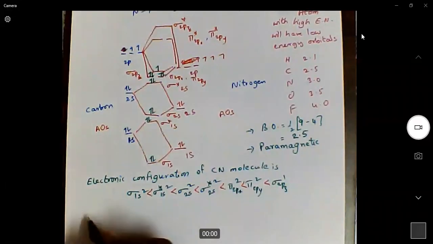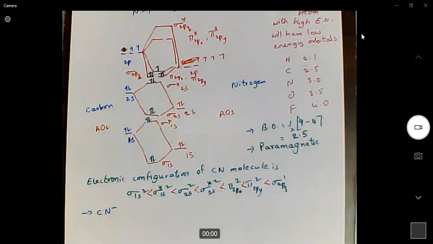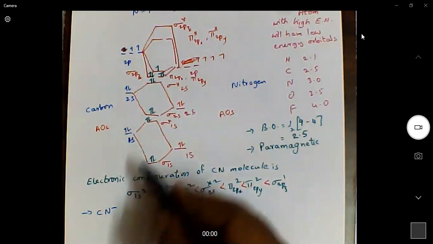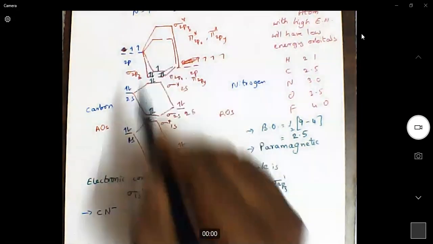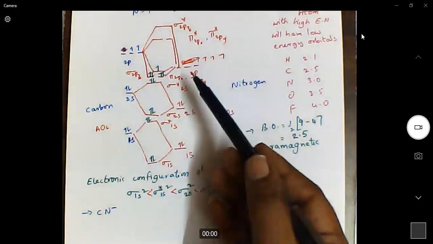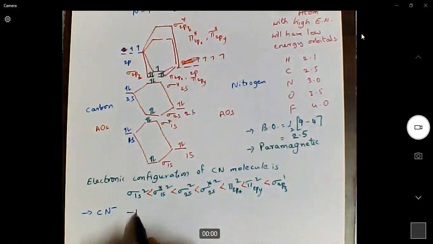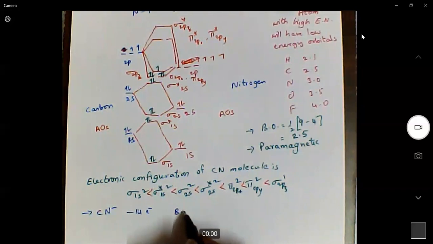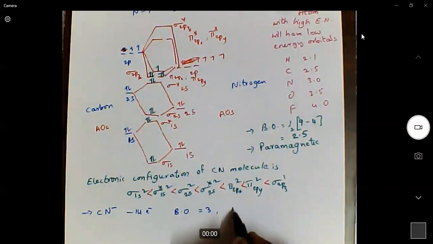Now, if you were asked to construct the MO diagram for CN minus, how do we get CN minus? If we add one more electron to the CN molecule, then we will get CN minus. So in CN, we have 13 electrons. In CN minus, we will have 14 electrons. You can place this 14th electron either in carbon or nitrogen. It does not matter. So we will get a bond order of 3, and it is diamagnetic in nature.